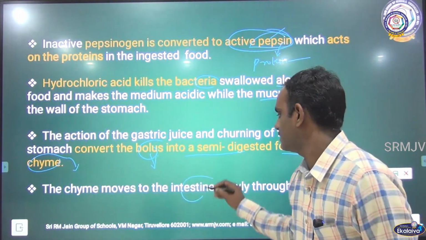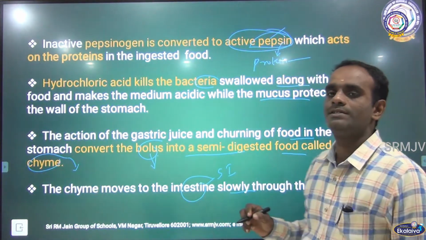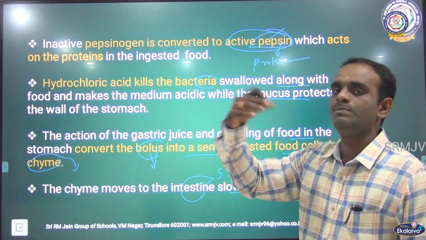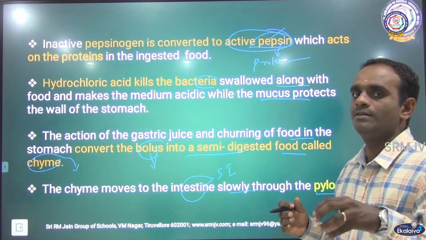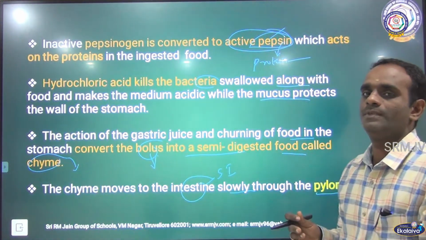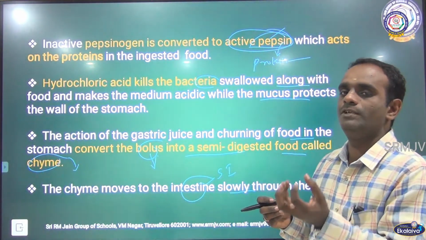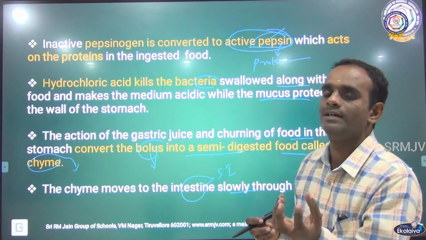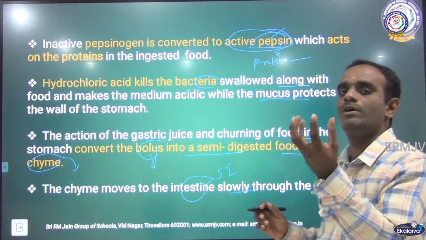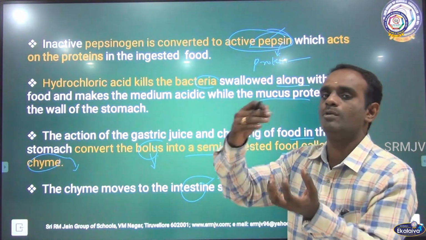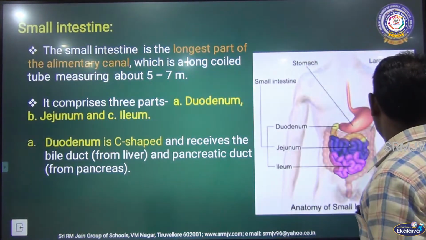Chyme moves to the small intestine slowly through the pylorus. Pylorus is the junction between the stomach and the small intestine. Can you get my point, children? Chyme is also a semi-digested food. It is 60 to 80% liquid. So the semi-digested food that comes from the stomach is said to be chyme, and it slowly enters the small intestine through the pylorus. Pylorus is the junction between the stomach and the small intestine.